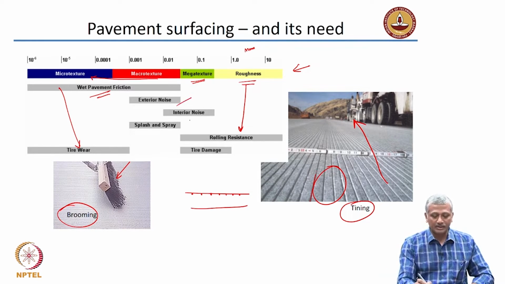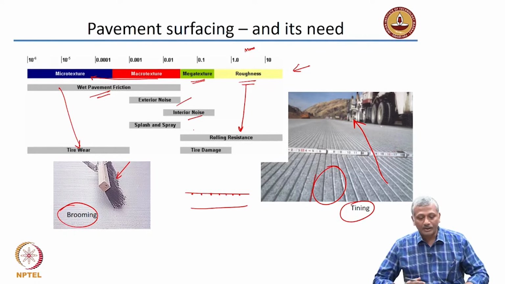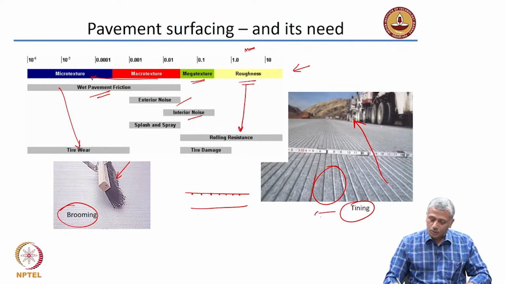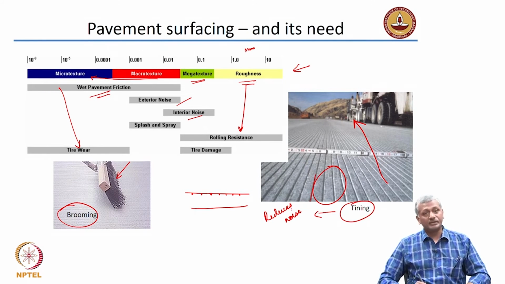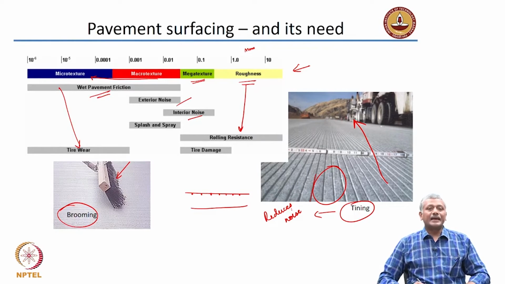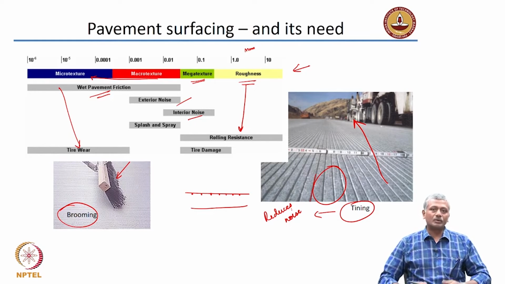Exterior noise and interior noise, which are caused by the interaction of tire with the pavement, can also be related to the texture of the pavement. So, sometimes this tining also helps to reduce noise. Oftentimes tining will help to reduce noise. So, again, all these aspects, the textures, can be taken care of on the surface by providing all these inputs.